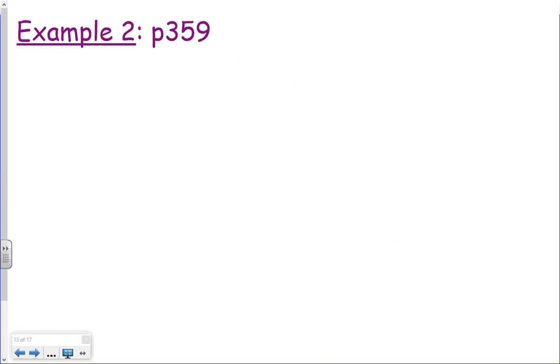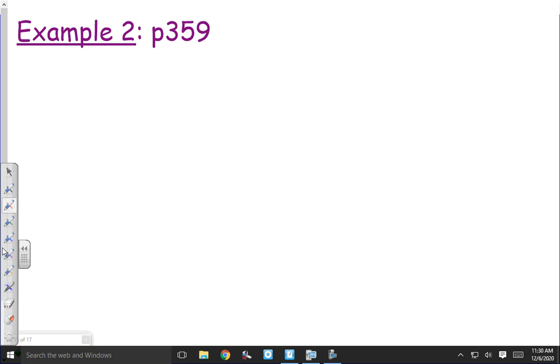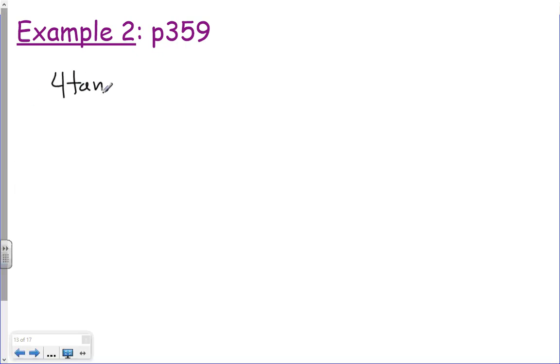All right, so let's take a look at an example. This is example number 2. We're on page 359 in your book, and it says, solve the equation 4 tangent of 2 theta equals negative 5. 4 tangent of 2 theta equals negative 5. And they want us to find algebraically the first 3 positive values of theta. So they didn't give us a domain here to work with, but they just simply said find the first 3 positive solutions. That is what we're looking for.